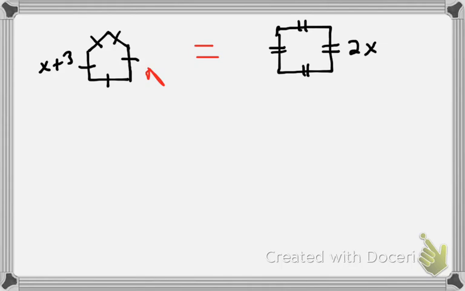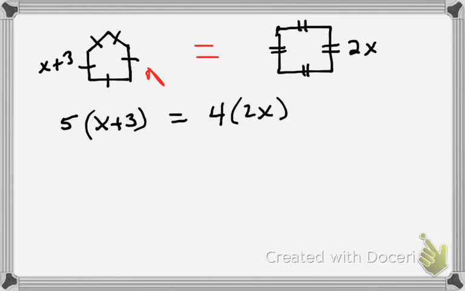We are to find the variable, the length, and the perimeter of each shape. The first thing we need to do is, we know that our side is x plus 3, and there are 5 sides, so we can put a 5 here. We're going to set it equal to 4 sides, where each side is 2x. Now we do the famous distributive method. When I do this, I get 5x plus 15 equals, and then 4 times 2 is 8x.